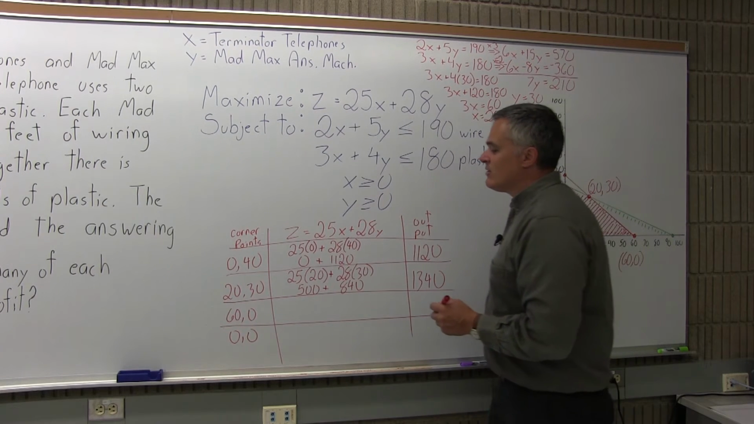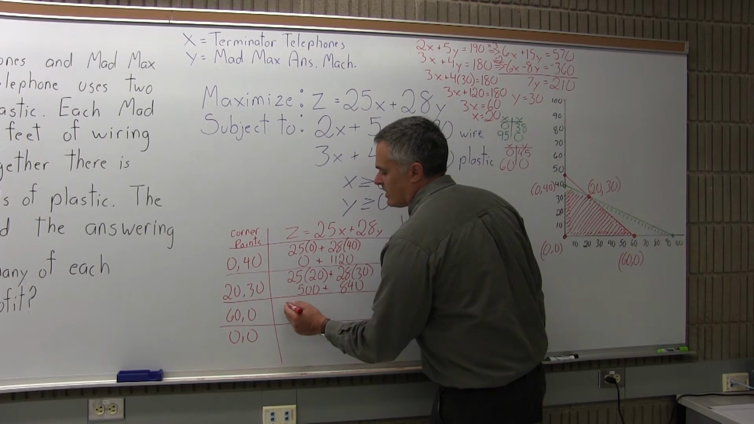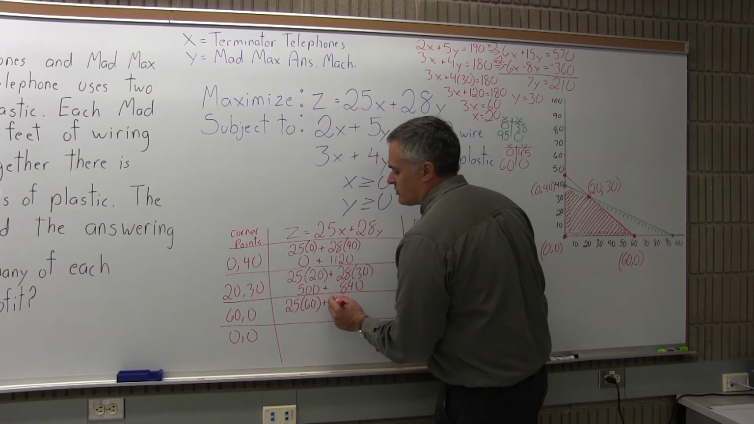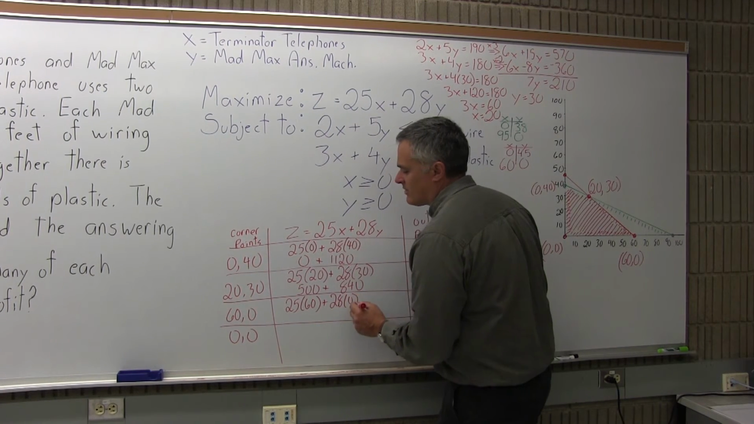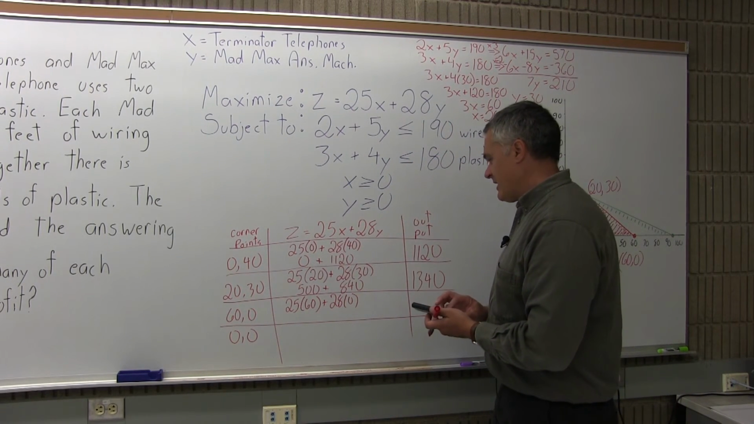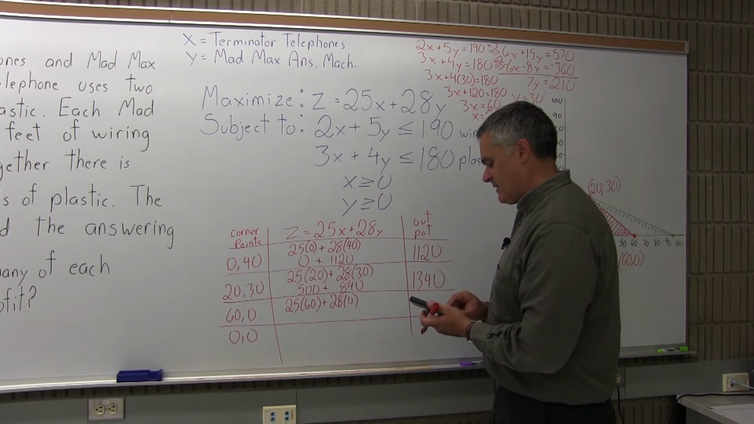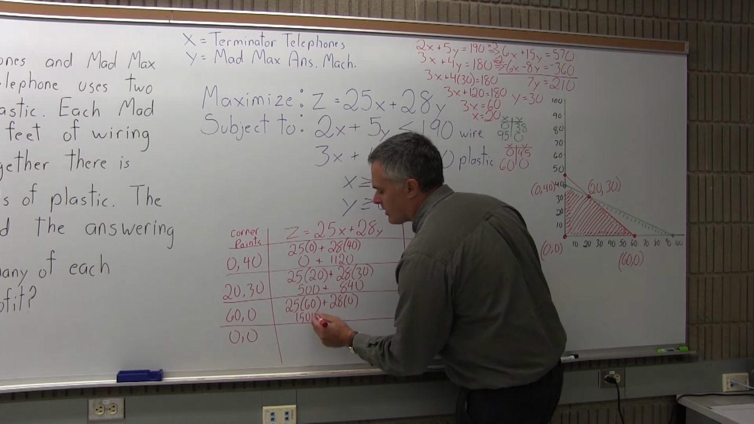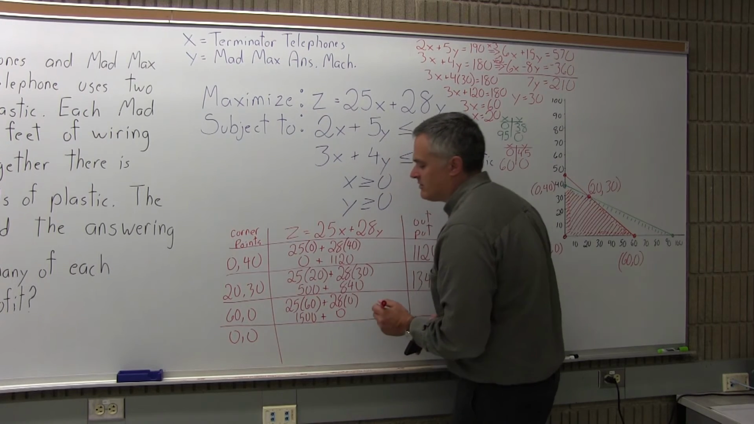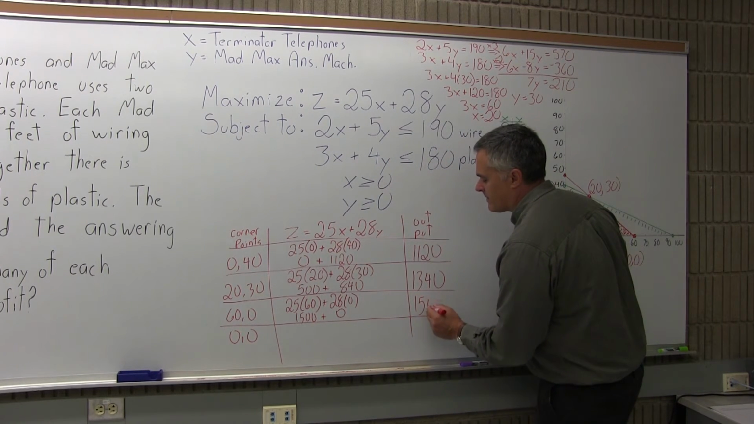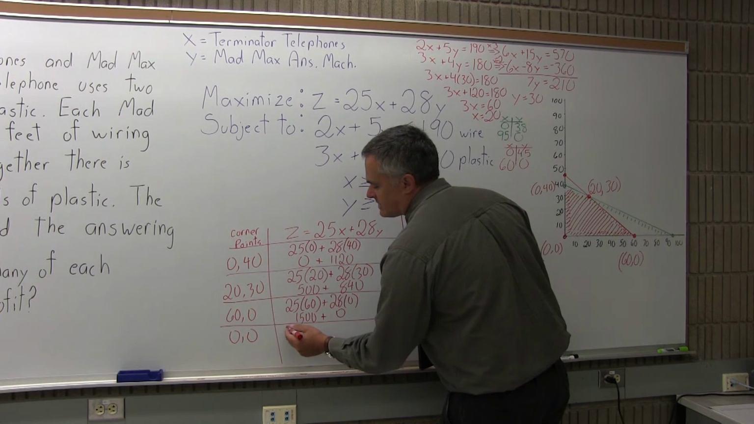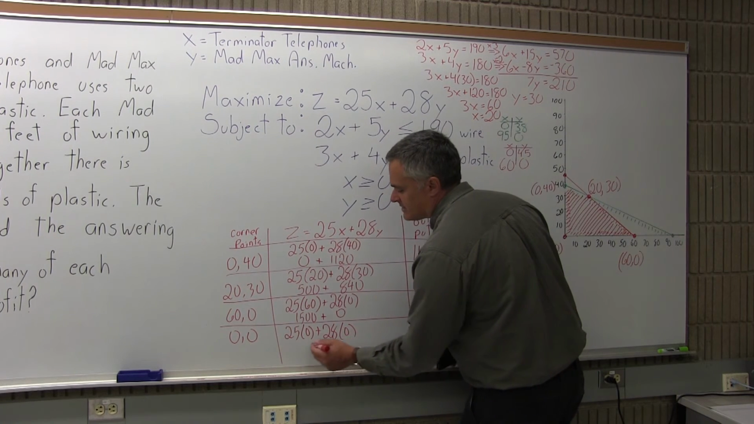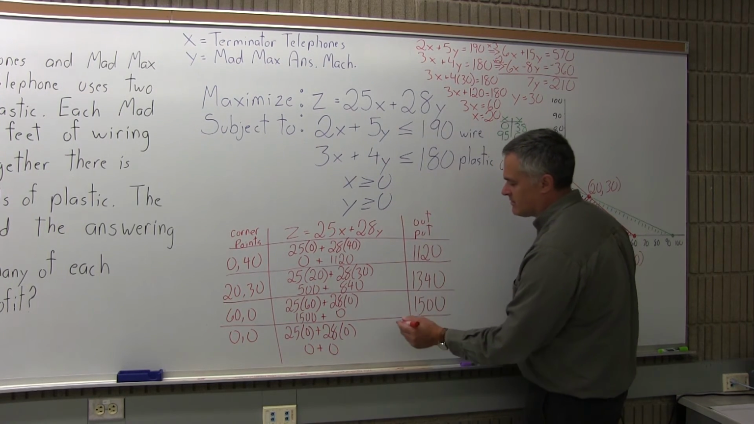And then 60, 0. X is 60, y is 0. Put that into the object function, and you're going to get 25 times 60, plus 28 times 0. So 25 times 60 is 1,500. And 28 times 0 is just simply 0. So 1,500 plus 0 is 1,500. And the bottom one, 0, 0, is easy. 25 times 0 plus 28 times 0 gives you 0 plus 0, which is 0.